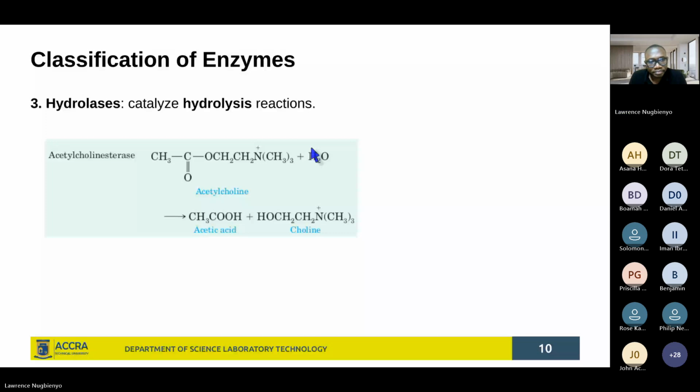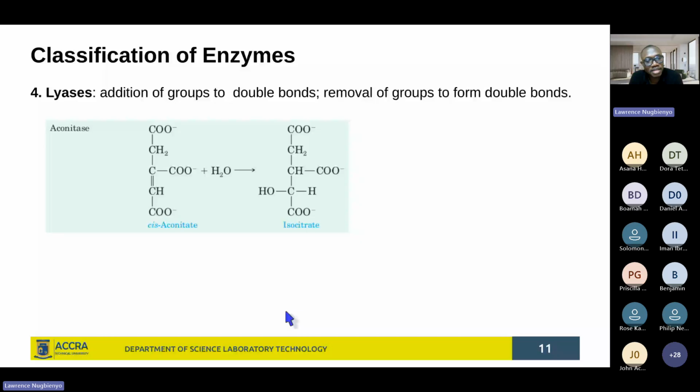All right. The fourth group is lyases. Lyases, we're looking at the example aconitase, when we are looking at the TCA cycle, the tricarboxylic acid cycle, what is also referred to as a Krebs cycle.